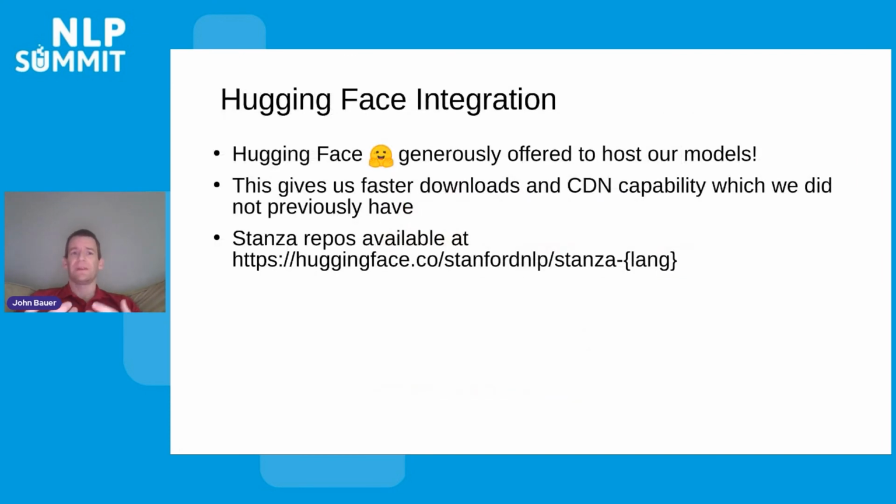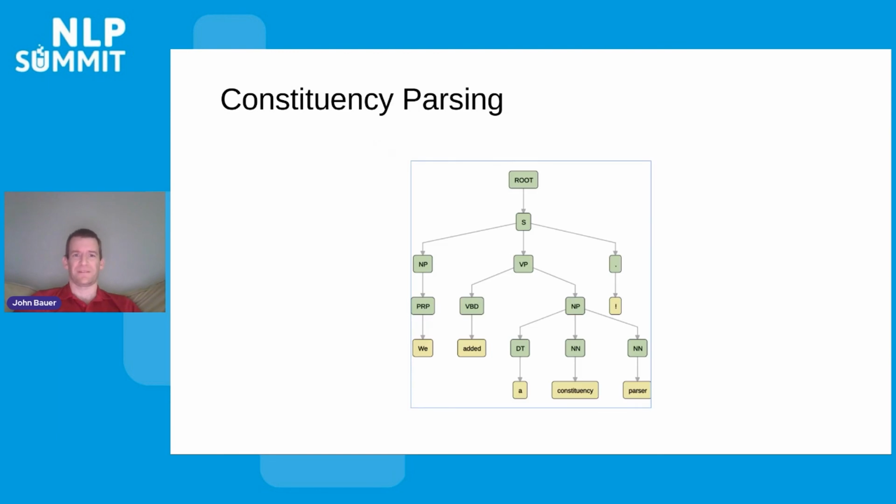So we've also integrated Stanza with Hugging Face. This gives us CDN capability, which we did not previously have. A few times we had cluster outages, and we would immediately get posts on our GitHub saying we can't download the models. That should hopefully be fixed now, thanks to the generous donation from Hugging Face.